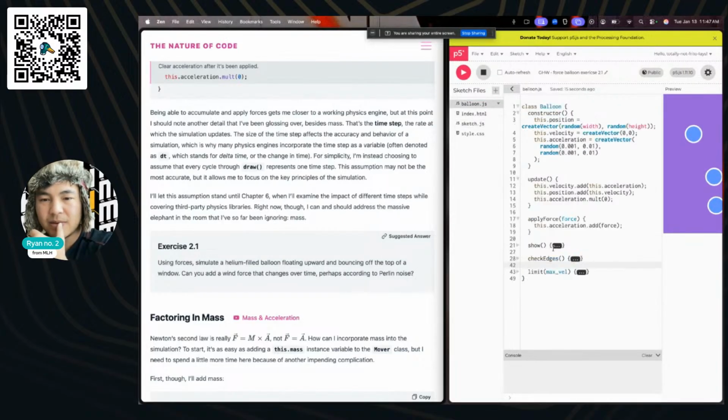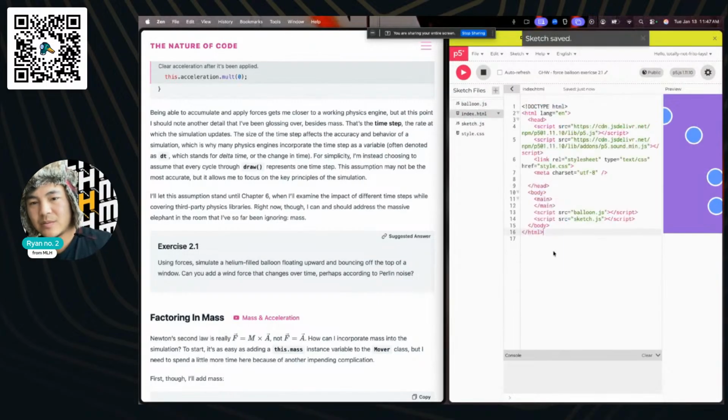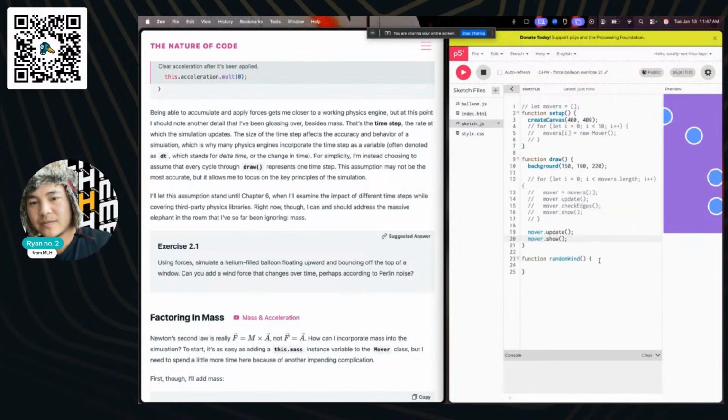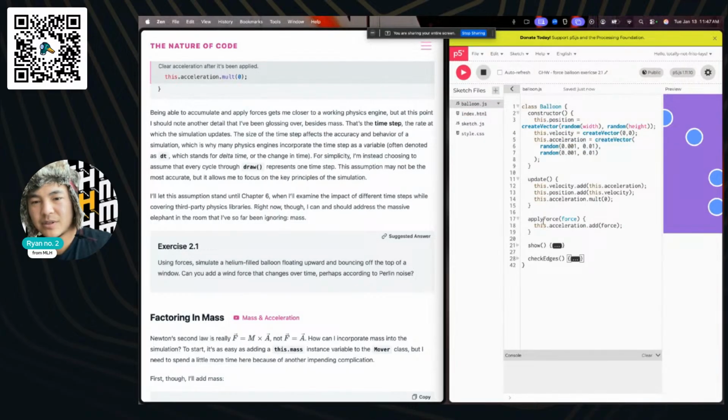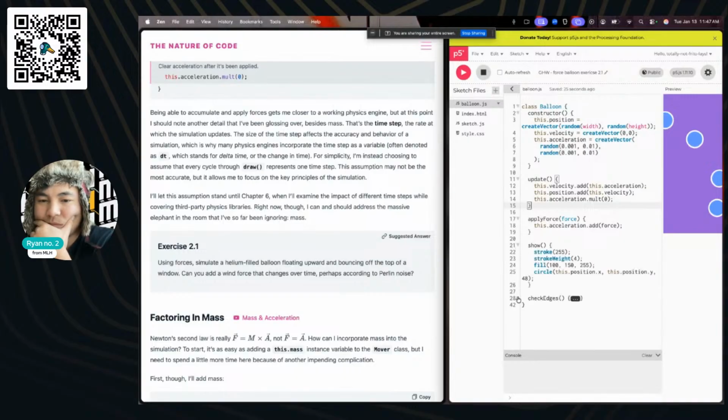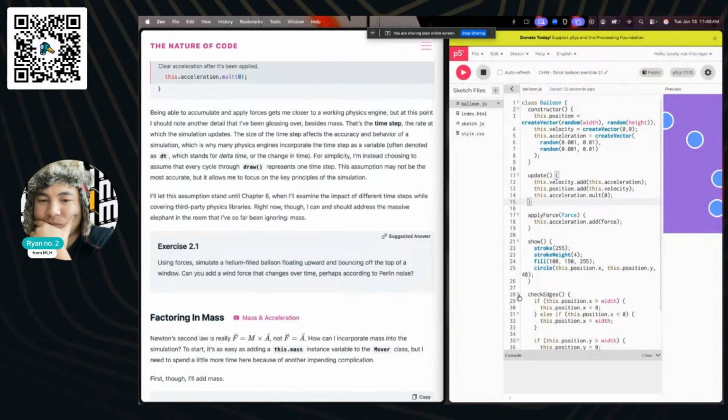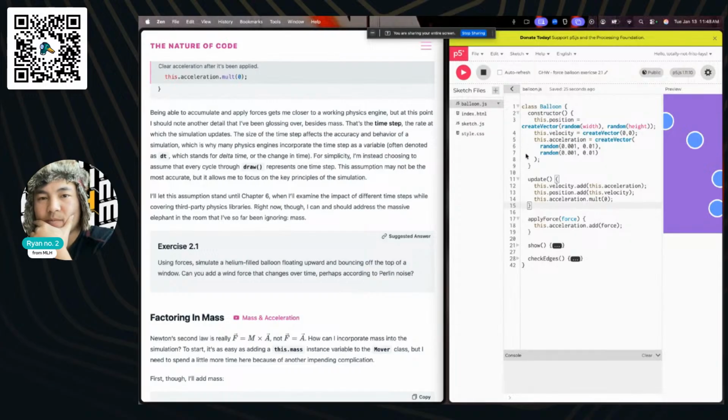Okay, and then limits, we don't need the limit function. So I'm going to go ahead and remove that. Mover.show, and I believe there's another place that limits was applied, or maybe not. I thought that was done here. Okay.